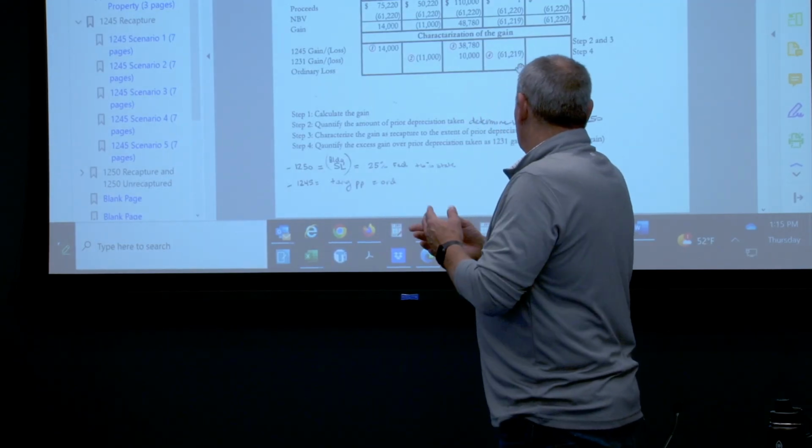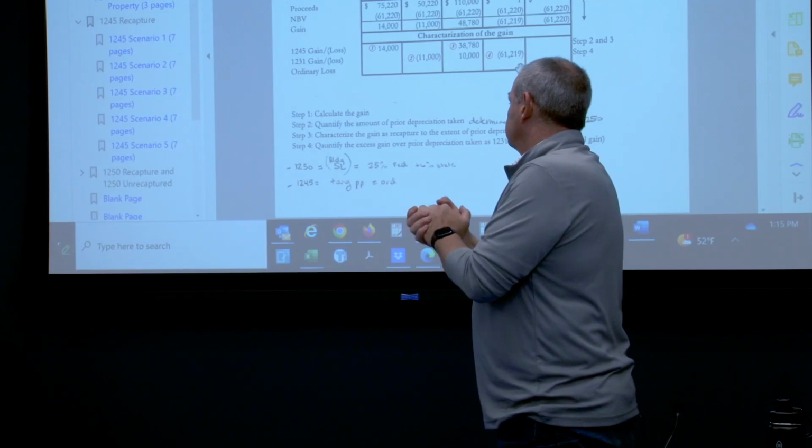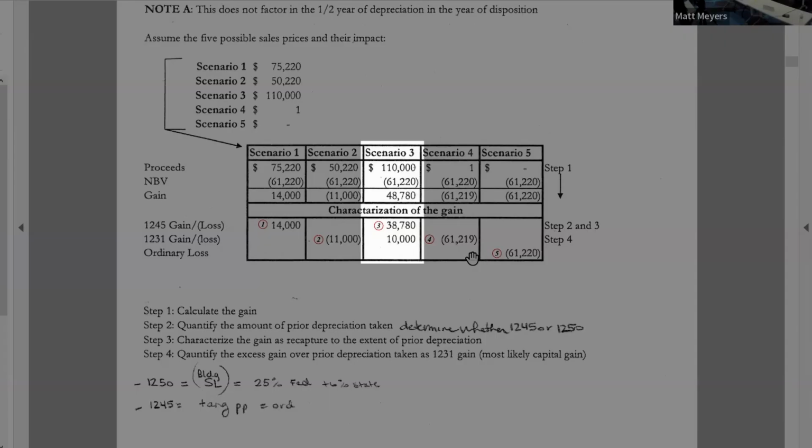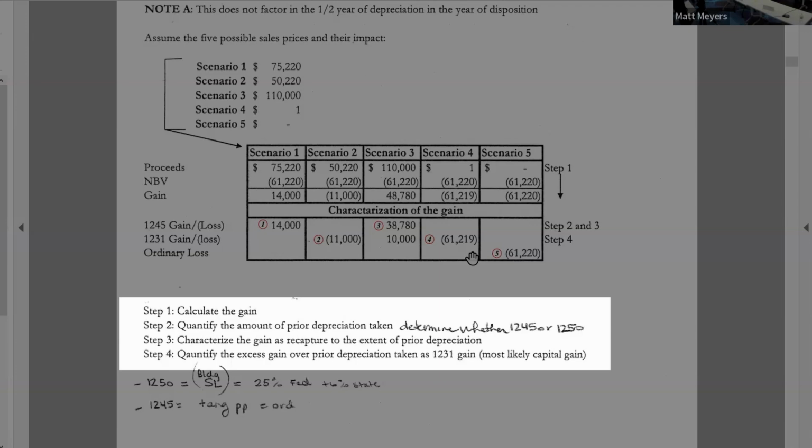So what's step two, Allie? Quantify the amount of prior depreciation taken. Okay. How much was that? It was 38,780, correct? Okay. Step three: characterize the gain as recapture to the extent of prior depreciation. Okay. And step four: quantify the excess gain over prior depreciation taken as 1231 gain, most likely capital gain.